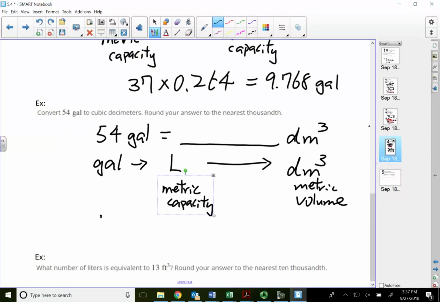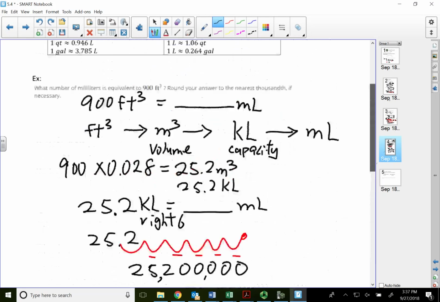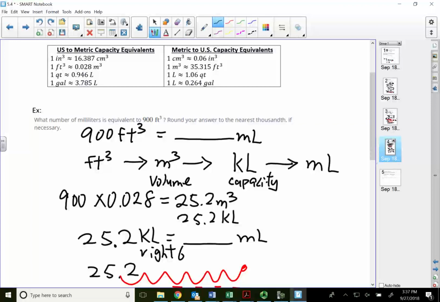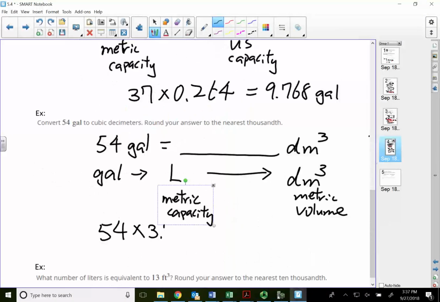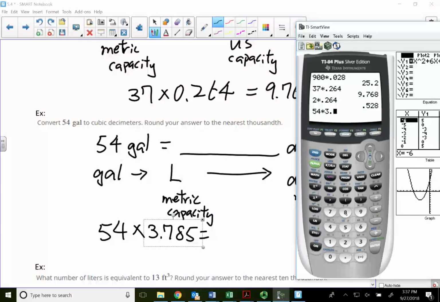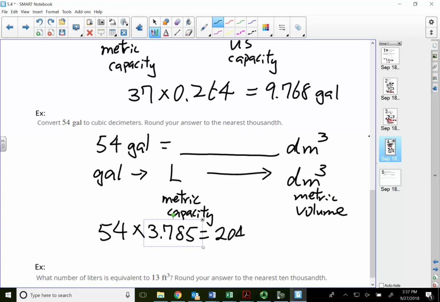So that means when I take my 54 gallons and convert to liters, I multiply by 3.785, which is 204.39 liters. At the same time, since 1 liter is 1 cubic decimeter, this is also 204.39 cubic decimeters of volume. There you go. So that's my answer right there.